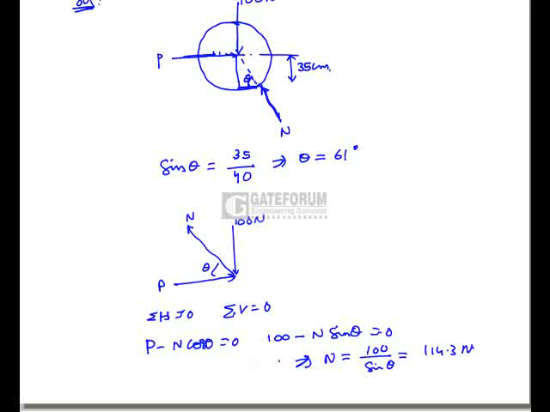Now we can calculate P, which is equal to N cos theta, that is 114.3 into cos 61, which gives a value of 55.4 Newton. So here the required push is 55.4 Newton, and in the options the correct option is D. D is the right answer.